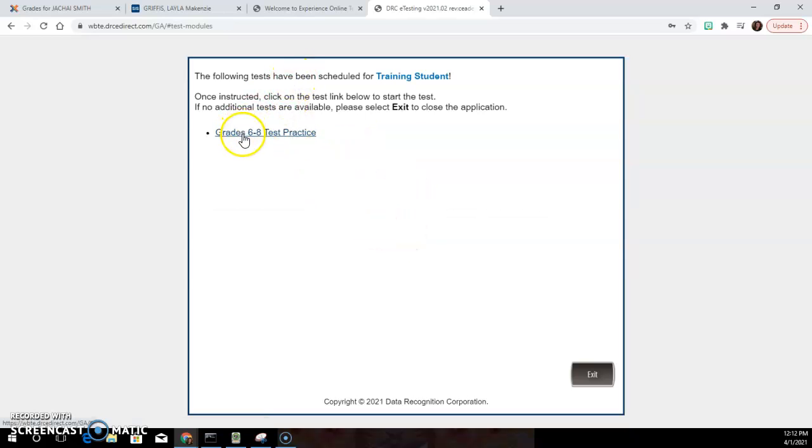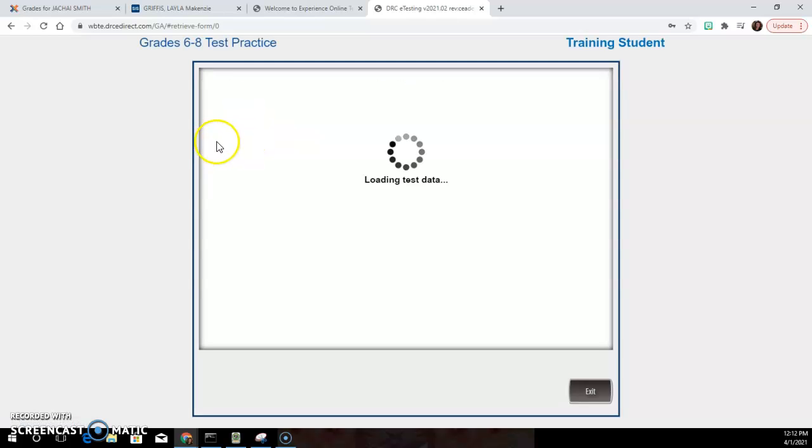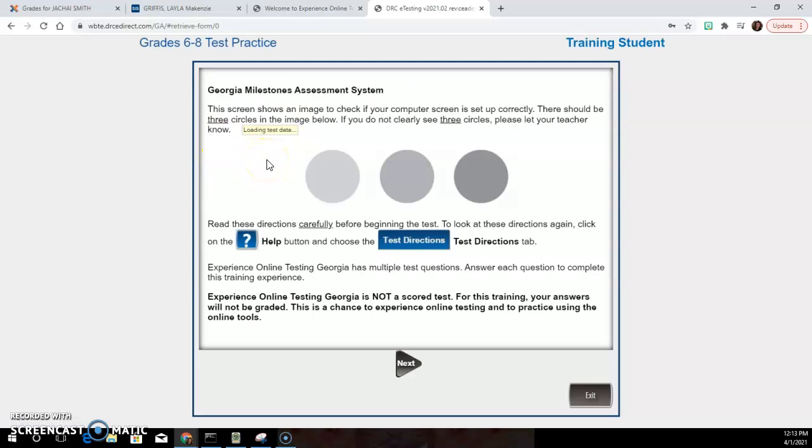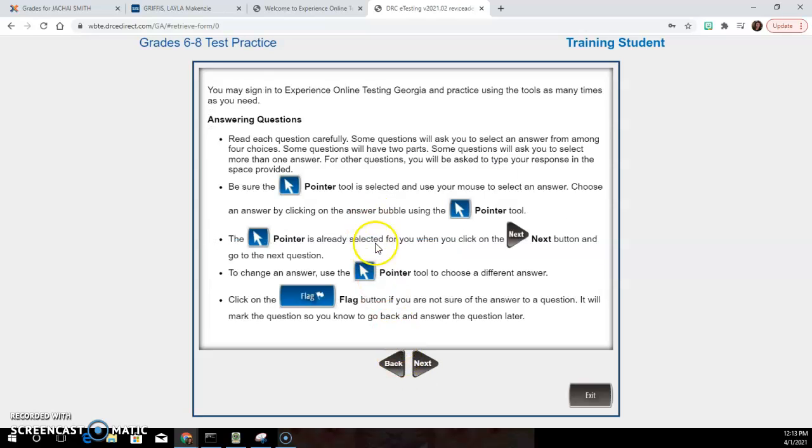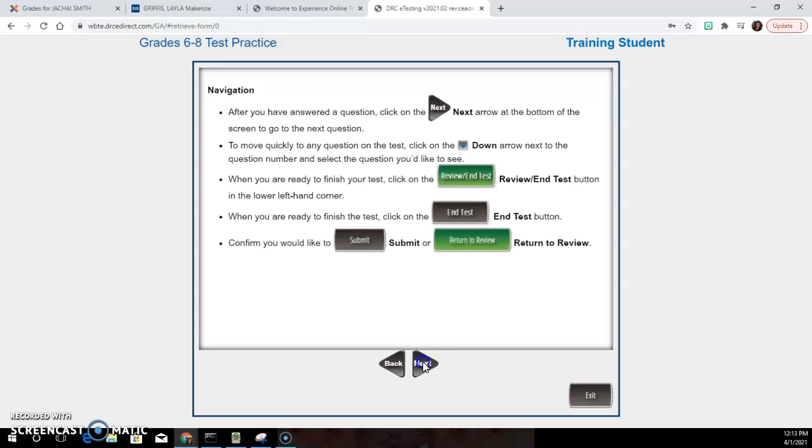Now we're going to click on the test practice again, and it's going to begin the test practice directions. Now this is pretty important because sometimes the kids just want to skip through this, but we may have some students that have moved in that have never taken the GMAS. So please don't take that for granted. Let's look and talk about the help button, test directions. We may even have to tell some how to turn to the next page. The pointer, they talk about that. How to flag something is important so they know to go back to that, but make sure that they remember to go back, etc., etc.